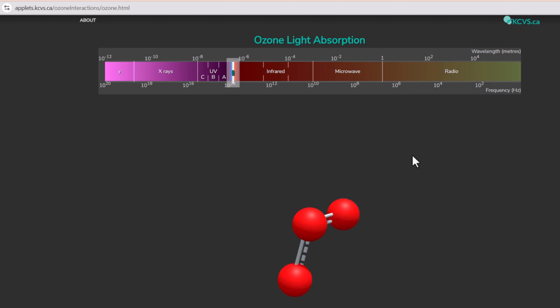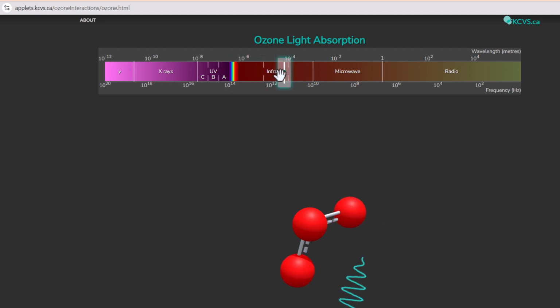This simulation was created by the King's Centre for Visualizations in Science, and it's a really useful way of looking at ozone in the atmosphere and seeing how different wavelengths or frequencies of light interact with those ozone molecules. We're looking at ozone here, which is three atoms of oxygen bonded together, and we can see that currently we're in the visible part of the spectrum. As we change that and look at different wavelengths or frequencies of light, we can see how those interact with the ozone.